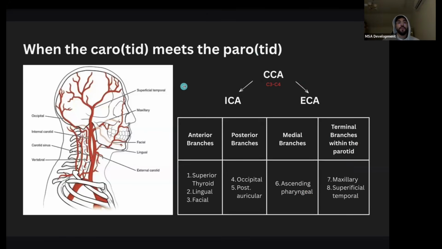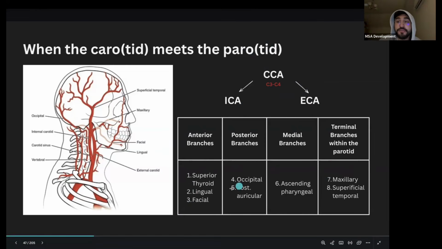So when the carotid meets the parotid, you have the common carotid artery, which bifurcates at the level of C3, C4 into the internal carotid artery and the external carotid artery. The main reason that I'm covering this slide is that I want to show you all the branches of the external carotid artery, and basically there are going to be two branches that terminate within the parotid.